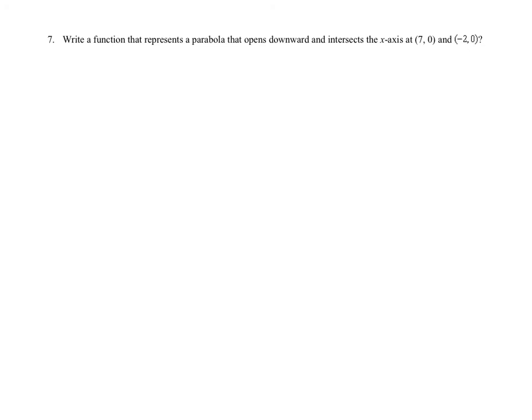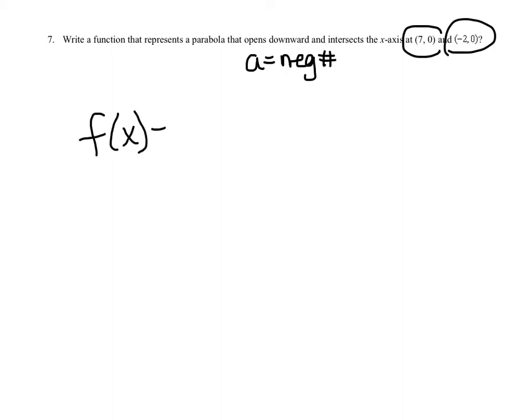Write a function that represents a parabola that opens downward. So you know, because it opens downward, a has to equal a negative number, and it intersects the x-axis at 7, 0 and negative 2, 0. Okay, so all we have to do is write a function. So let's just go ahead and write it in factored form since they gave us the zeros.